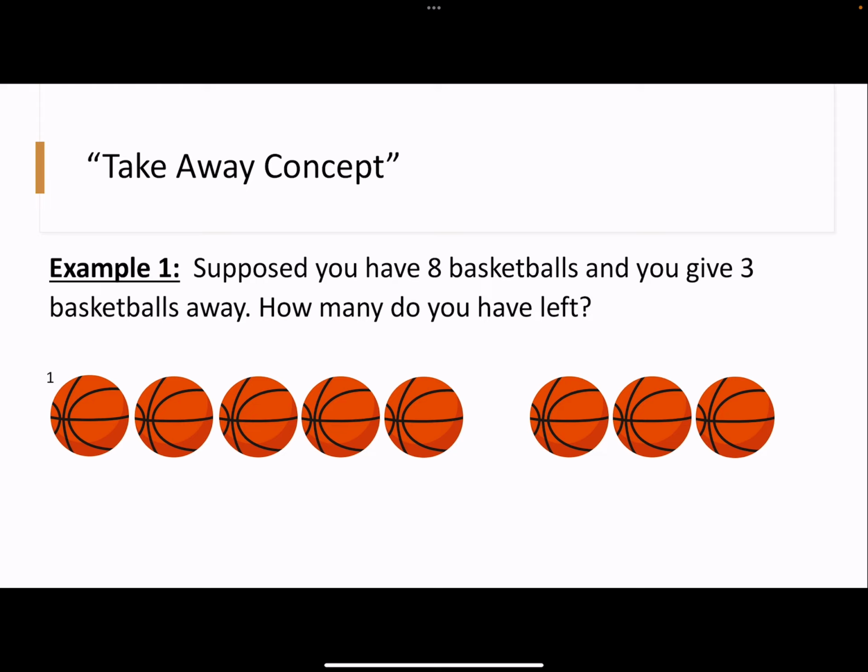The first concept is called the takeaway concept. An example is, suppose you have 8 basketballs and you give 3 basketballs away. How many do you have left? So this would be a situation where you would have a picture of 8 basketballs. You will actually show them giving 3 basketballs away, and then the student can count how many basketballs they have left. That is the takeaway concept.